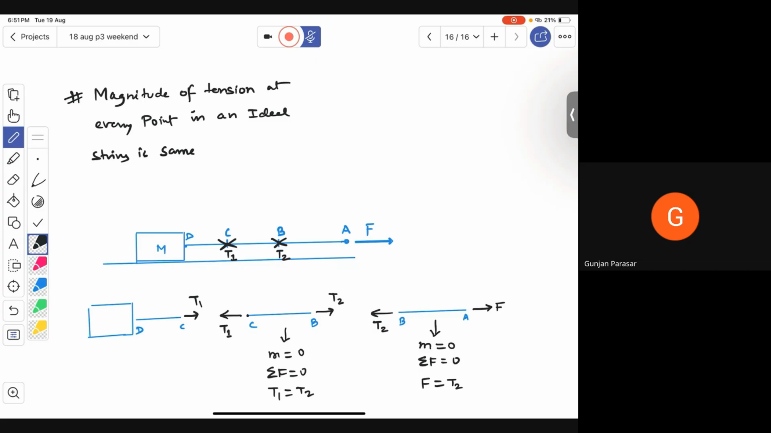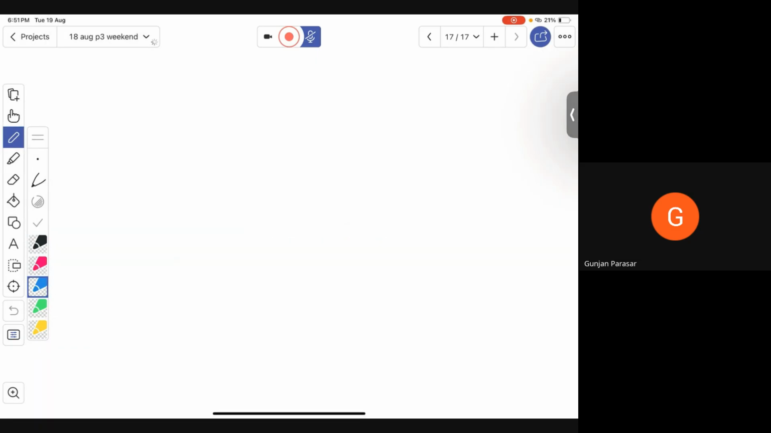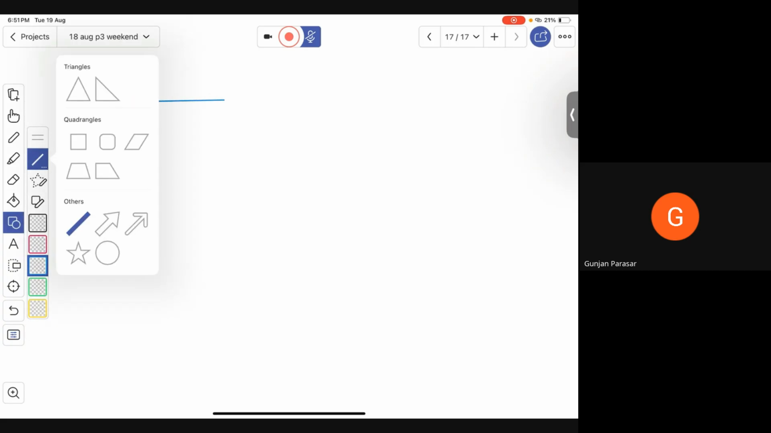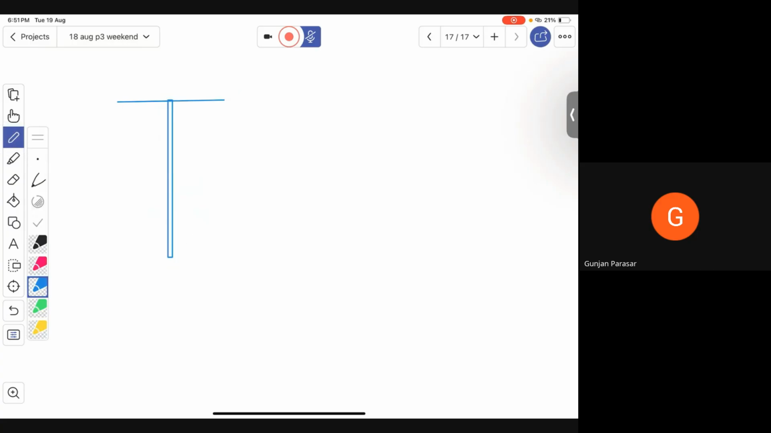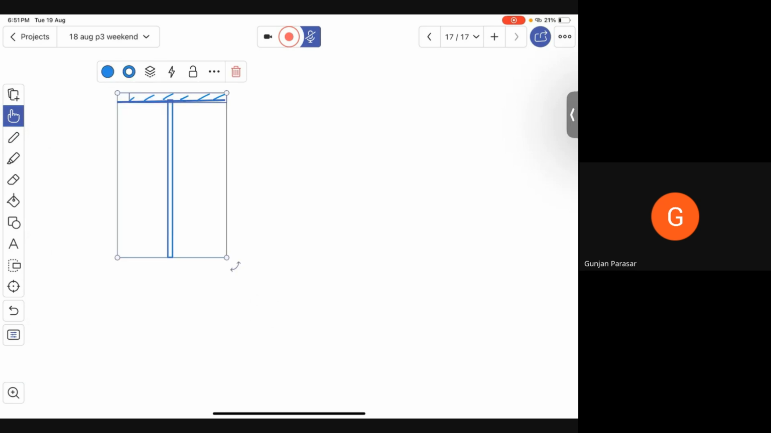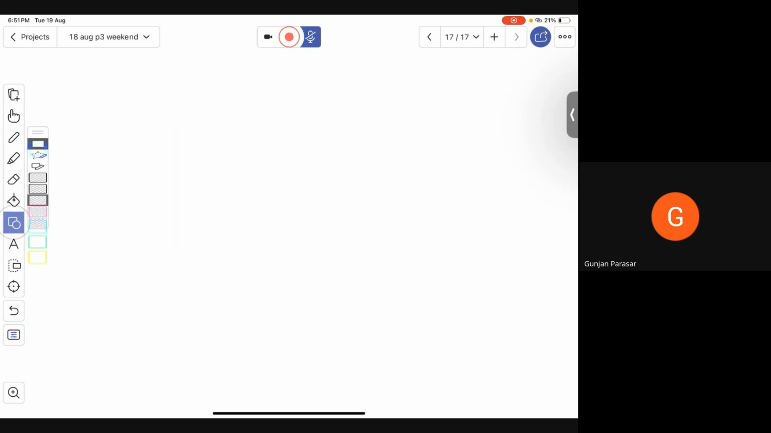I can take a new page. So let's check out the question, everyone. Now what I have given here is a string which has mass. Suppose I have a rope which is hanging in the vertical plane from the ceiling. Before that, maybe we'll do something simpler too.